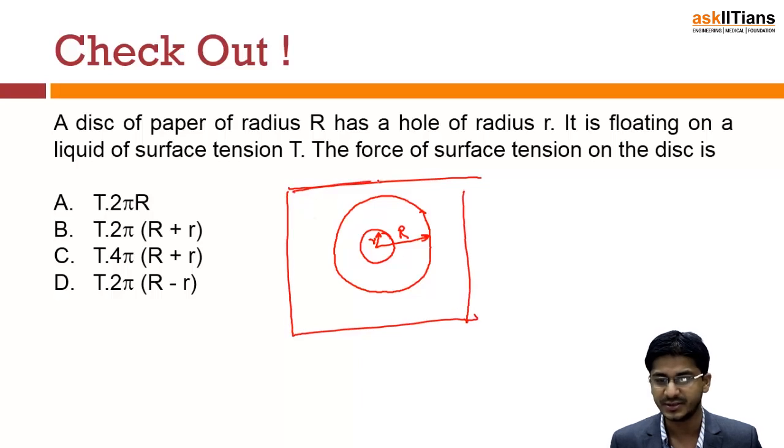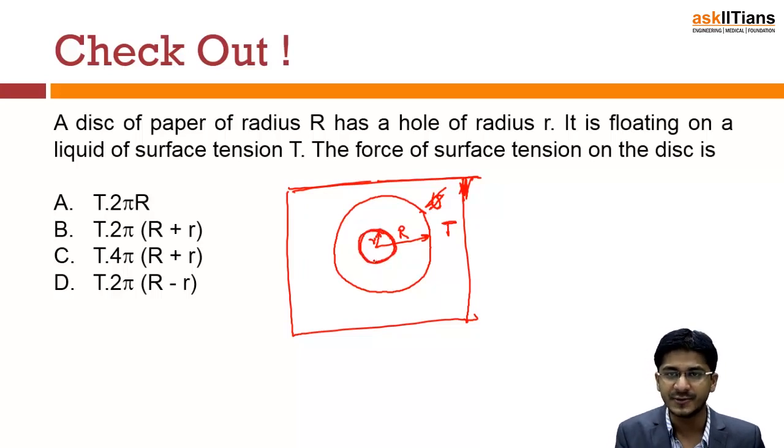Now this is the liquid surface that I have drawn like a rectangular box. This is a liquid of surface tension. Okay, it is given as T. The question being asked is, what is the force of surface tension on the disc? Now we know that the surface tension acts where the surface has opening to the surrounding or the air, because on the surface of the liquid there is a net unbalanced force that gives the surface tension.